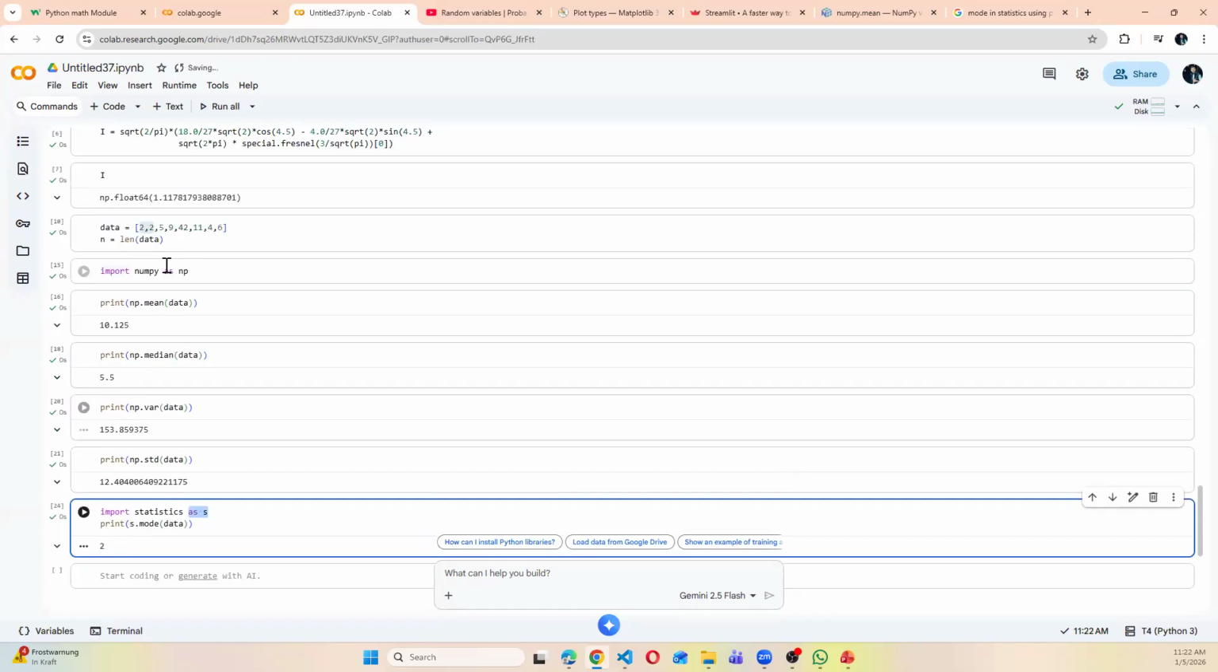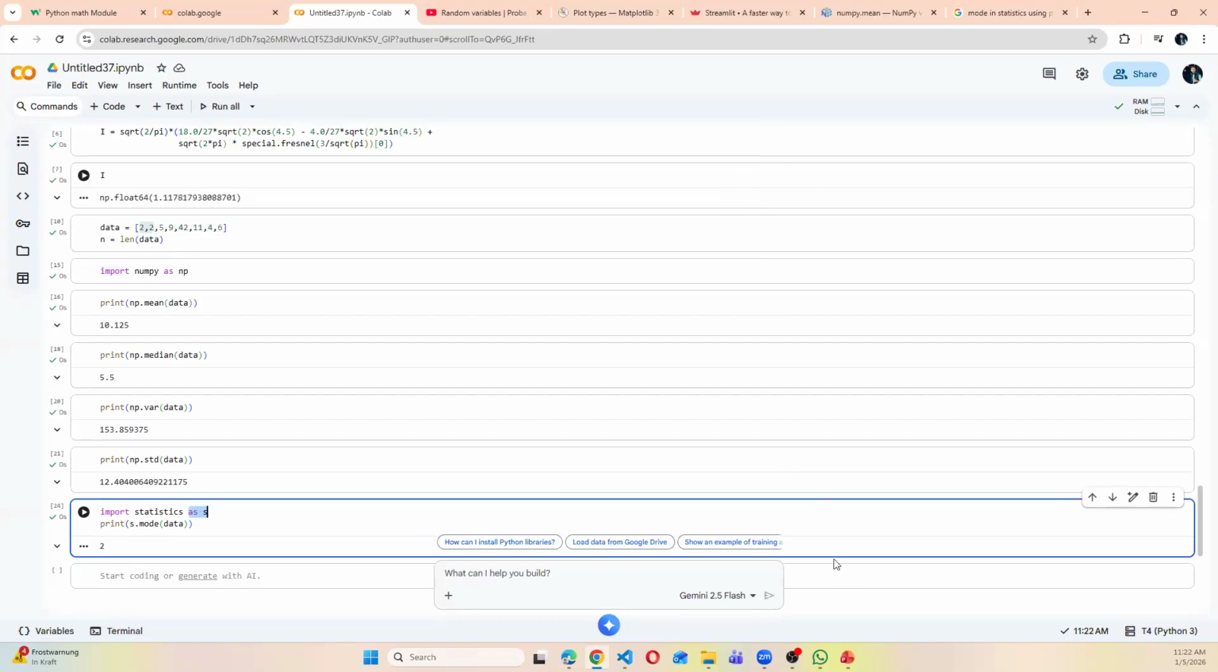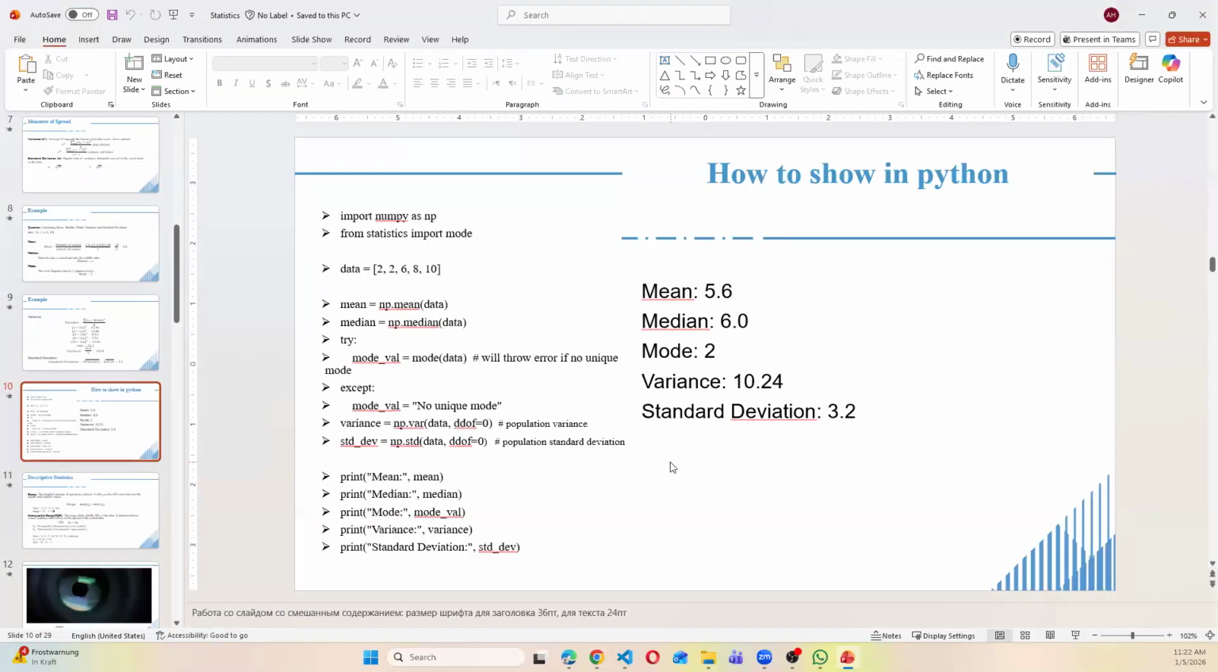That's why people use a shortcut for themselves, NumPy as NP. It provides an array. So it's just like a shortcut for this. Do you have any questions so far?